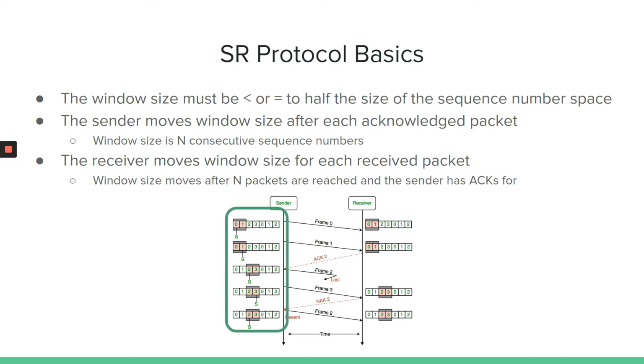Here you'll see on the left we have the sender side with the window size of 2. And on the right as well, we see also a window size of 2. You'll also see that the receiver window moves only if the sender receives acknowledgement of the previous packet. So when the packet is lost, the receiver window does not move.